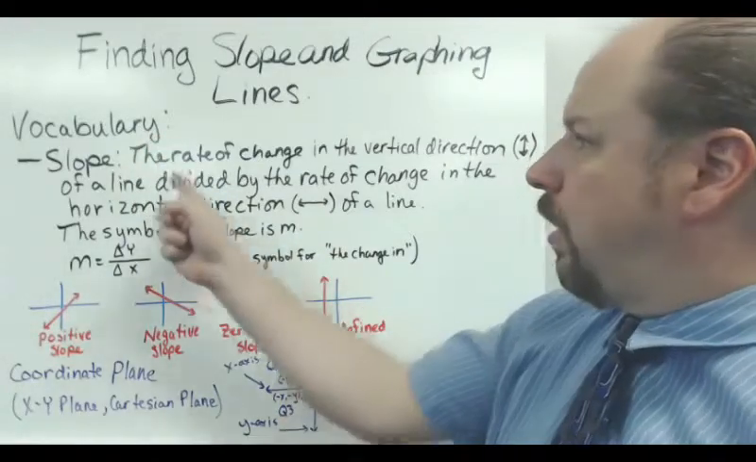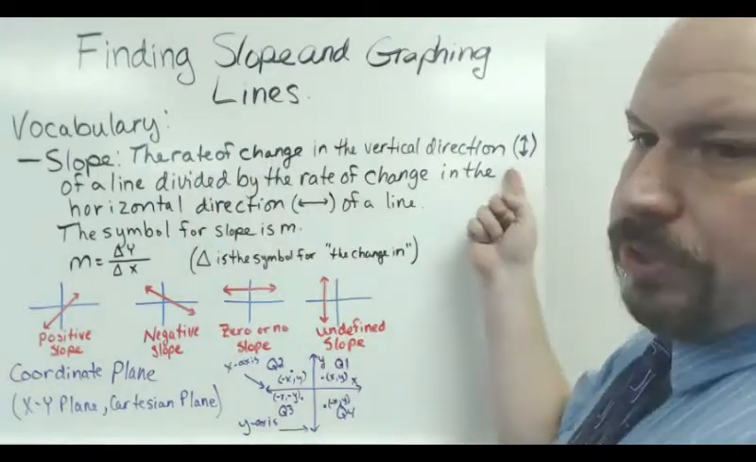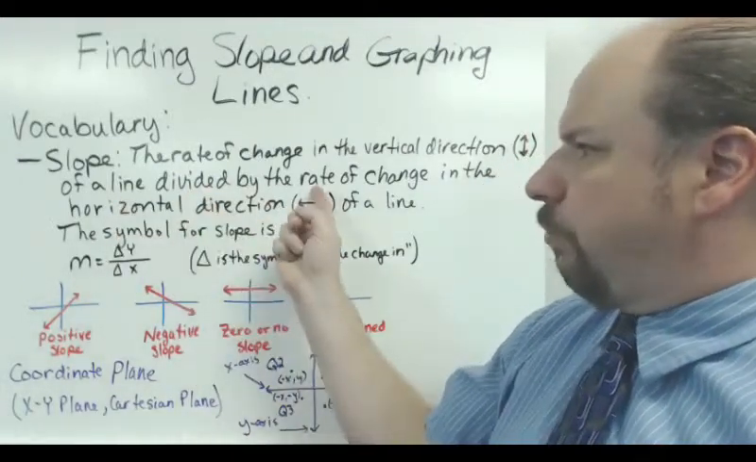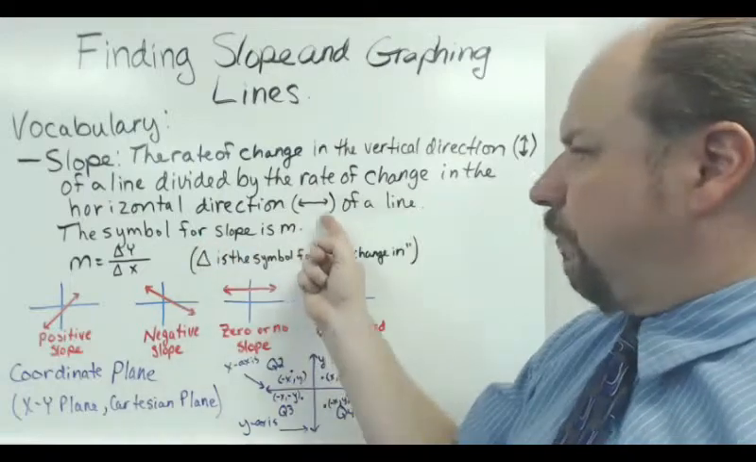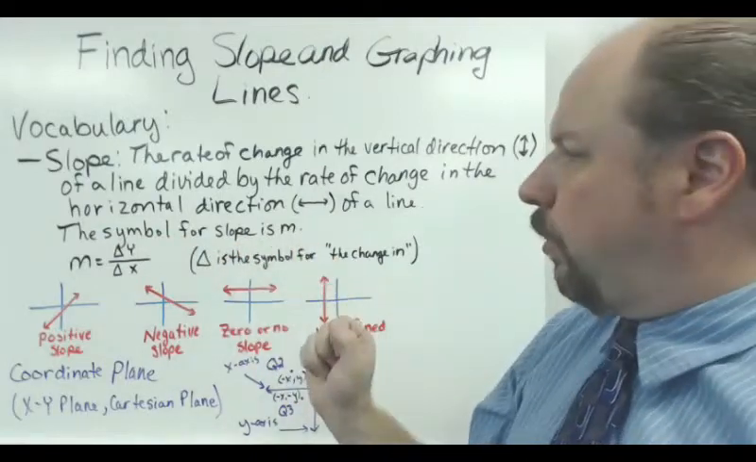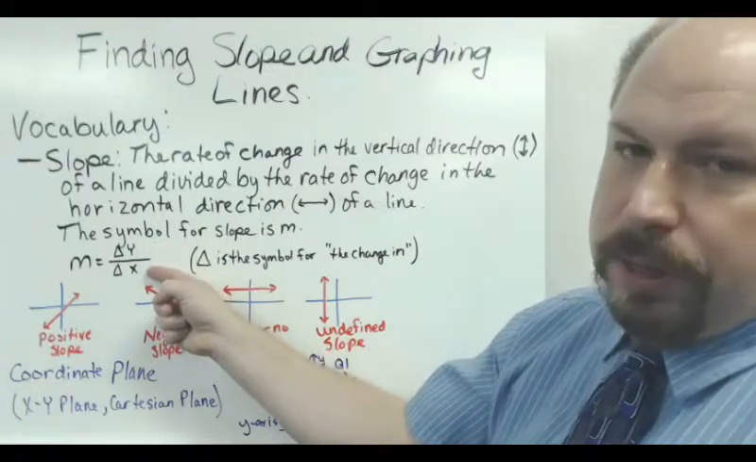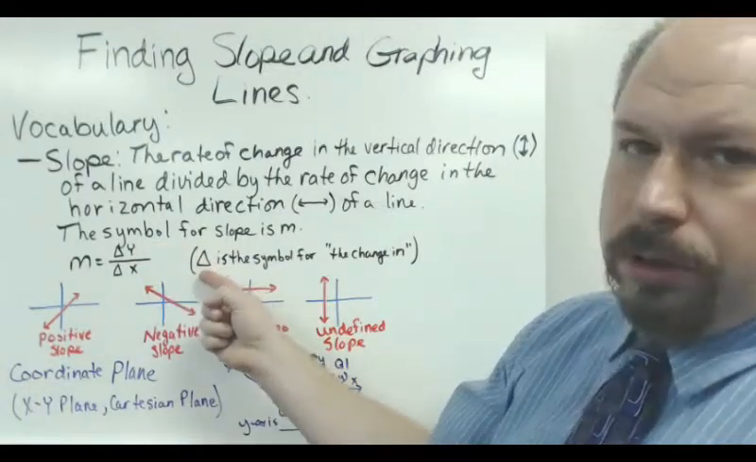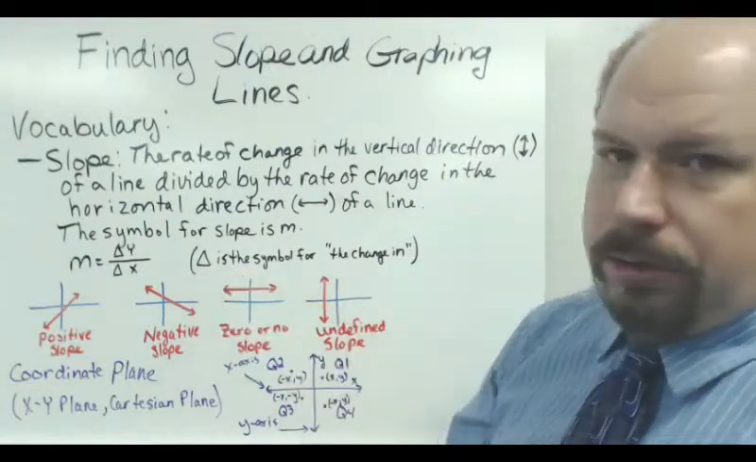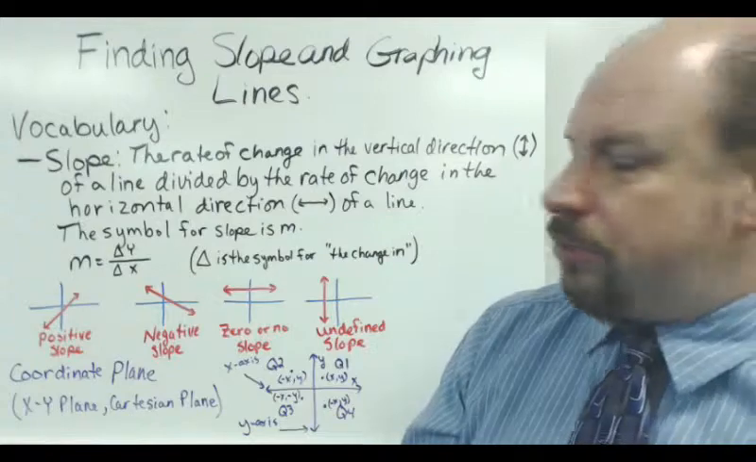The slope of a line is the rate of change. So notice it is a rate of change in the vertical direction, which is the up and down direction of a line, divided by the rate of change in the horizontal direction, or left and right direction of a line. The symbol for slope that we use is m. So m is the change in the y direction divided by the change in the x direction. The little triangle symbol there is the symbol for the change in. It is called delta. So you could say this is delta y over delta x, or the change in y divided by the change in x.